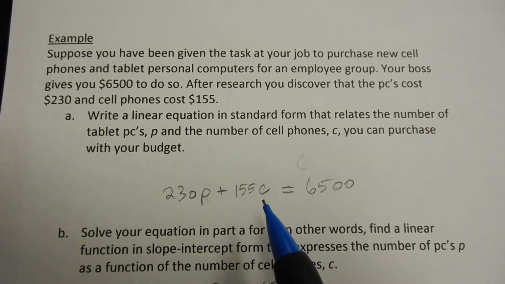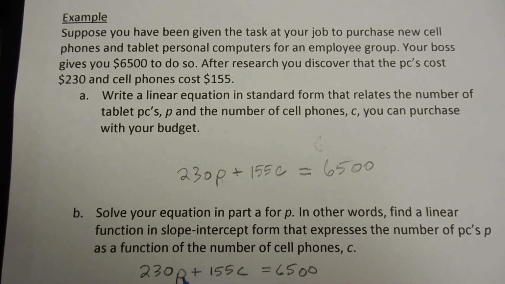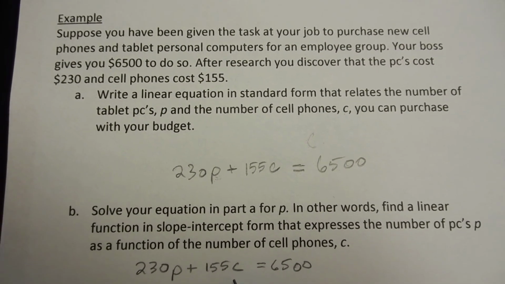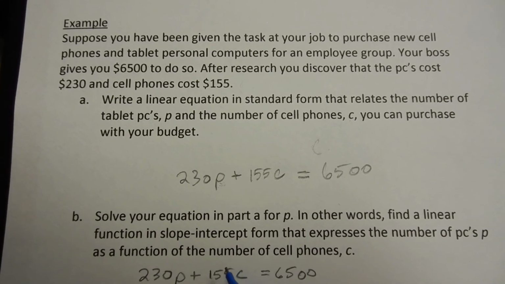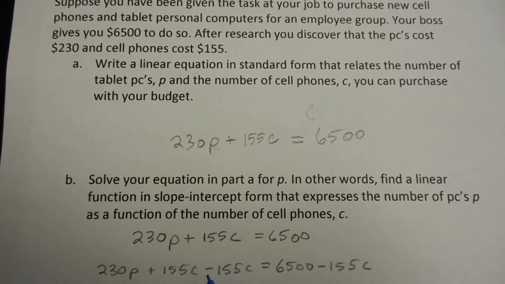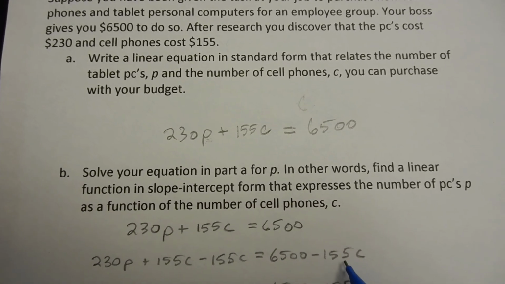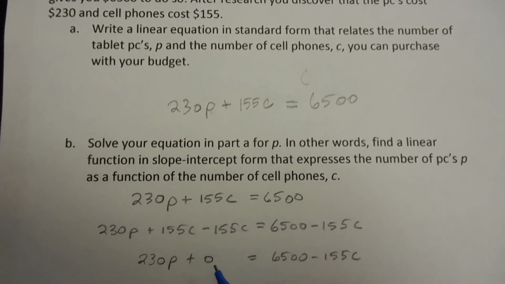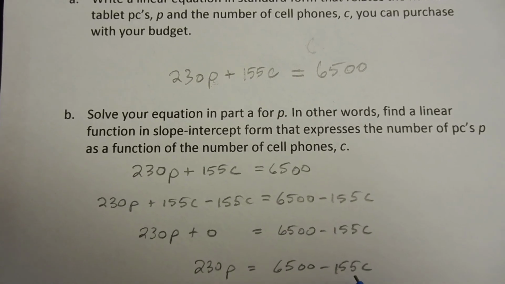So to do that, we start with our equation in standard form. To get P by itself, remember we do the order of operations in reverse order. So the idea here is to get rid of this 155C first from both sides, and that is subtract 155C from both sides. So I'm writing it in a horizontal fashion. Hopefully it helps you understand what's happening. So minus 155C on both sides. That will give me a 0 here, leaving me with 230P on the left and this quantity on the right.